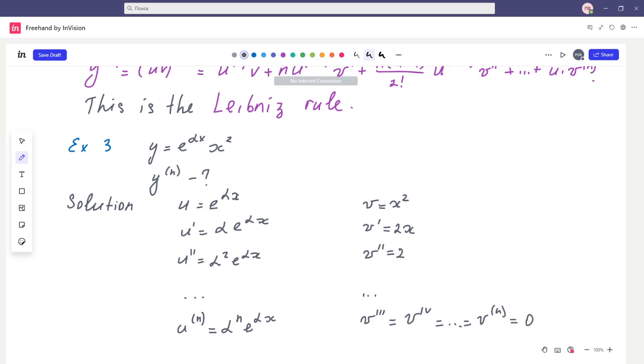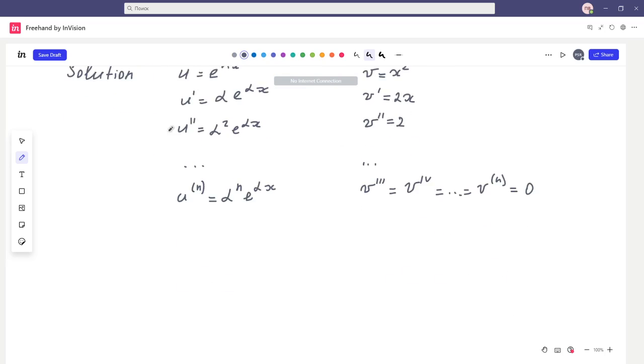Or the nth derivative of the function y is e to the power of alpha x times alpha to the power of n times x squared plus 2n alpha to the power of n minus 1 times x plus n times n minus 1 alpha to the power of n minus 2.